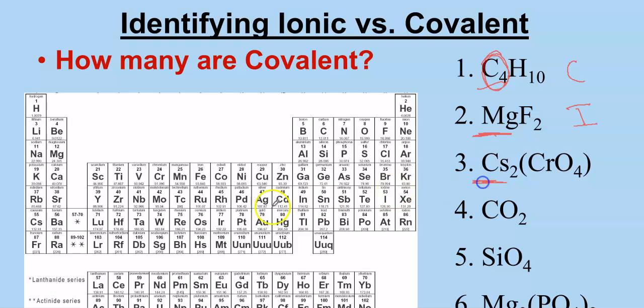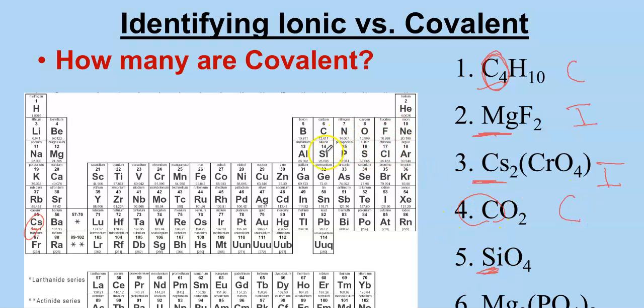Cesium. That's a metal. There it is. Okay, so there is cesium. So this is ionic. This one is covalent, no metals there.